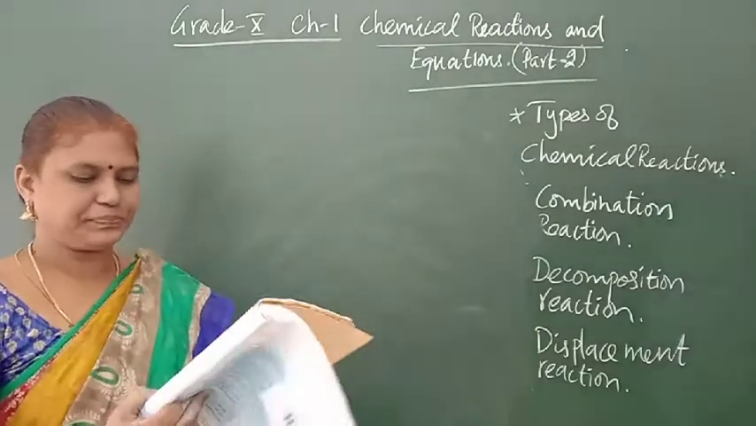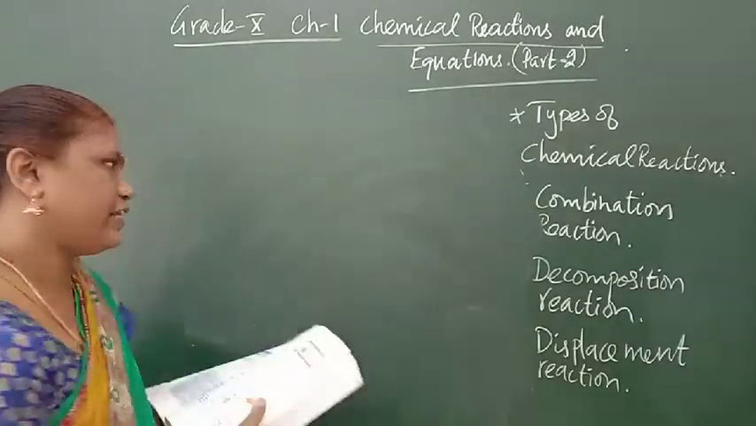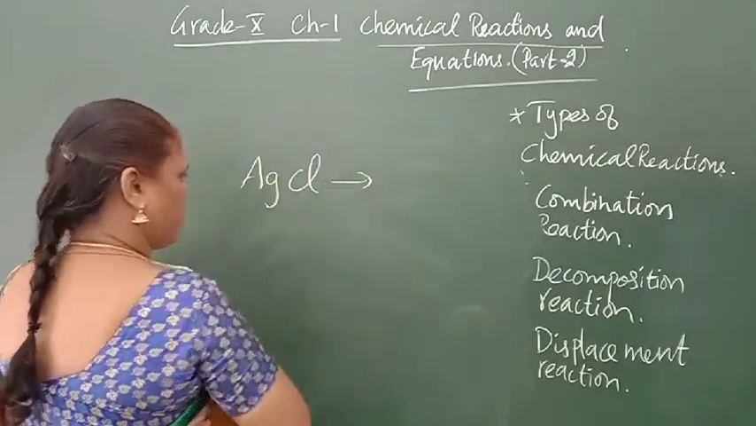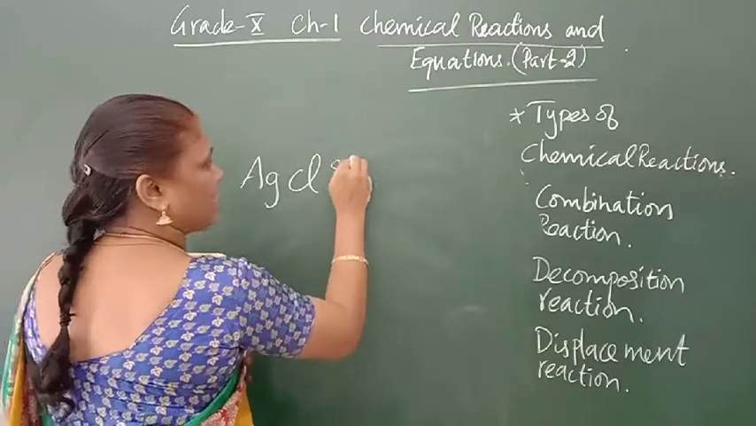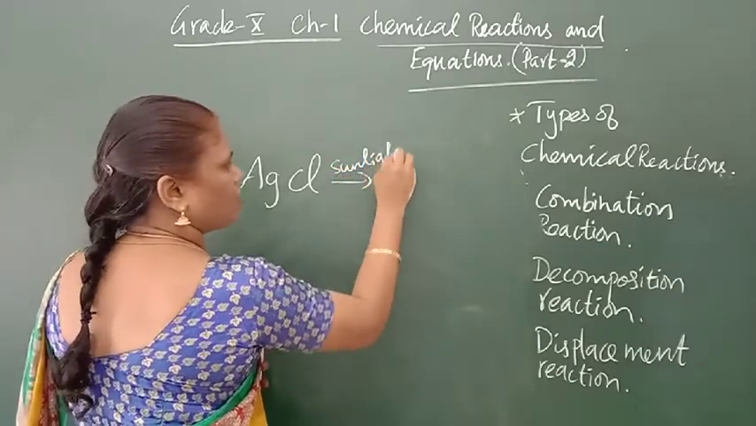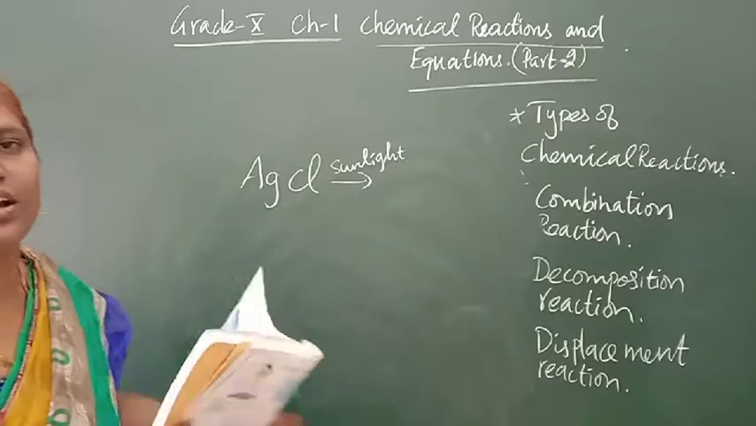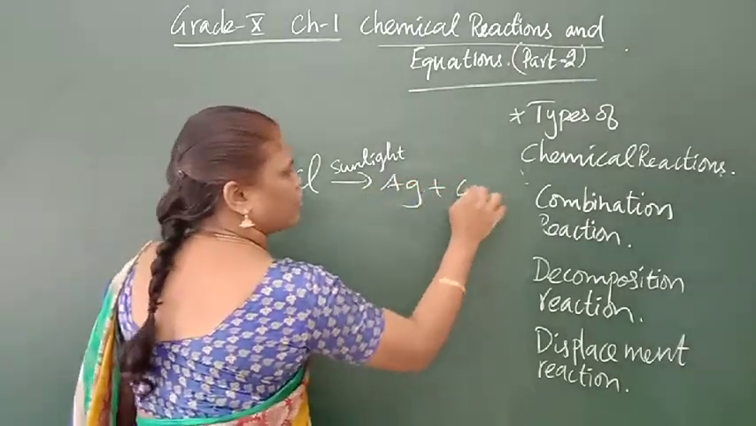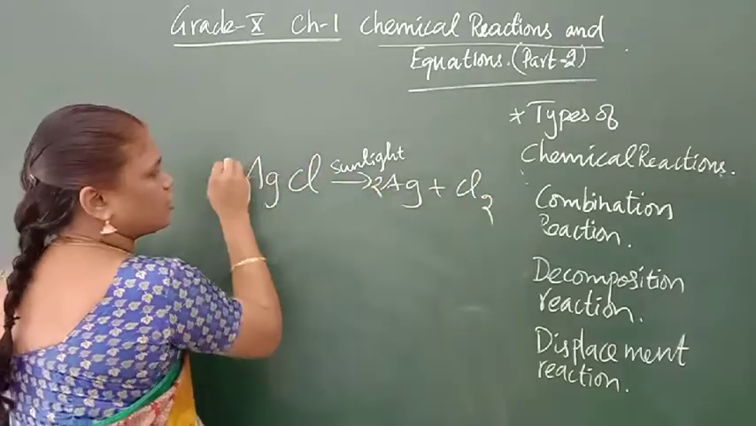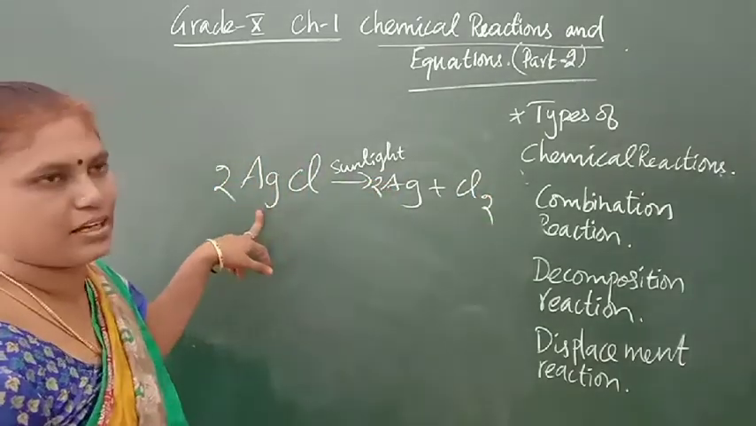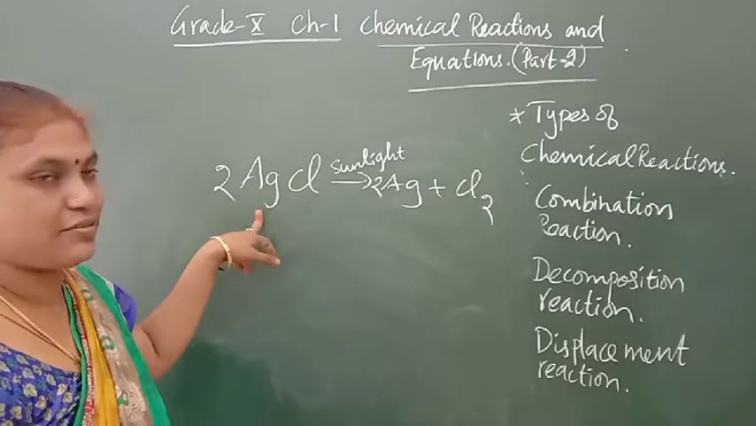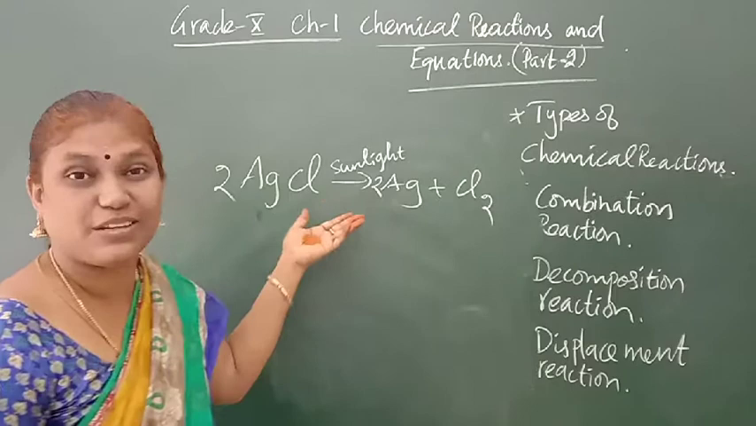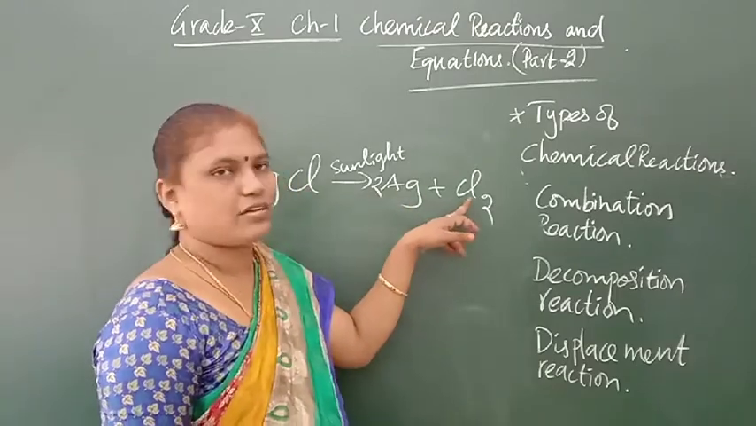We can see now the photolytic decomposition. Very easy, no? Silver chloride, when it undergoes decomposition in the presence of sunlight, is called photolytic decomposition or photochemical reaction. It takes place in the presence of light. So how do you balance it? Two molecules of silver chloride, which is white in color, give grey-colored silver and then chlorine gas.